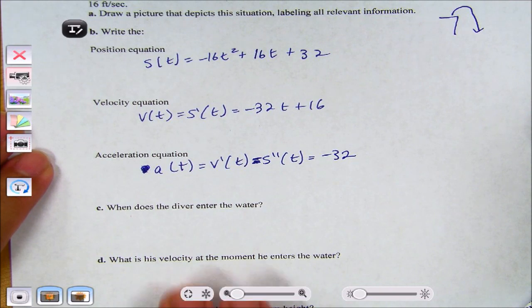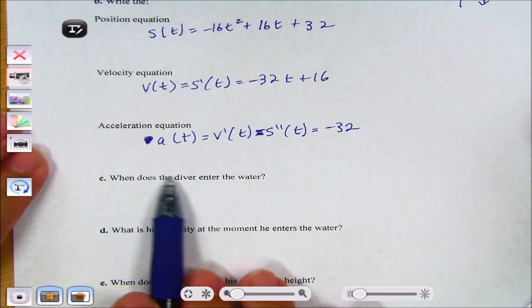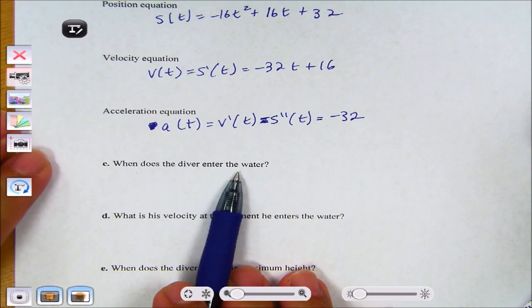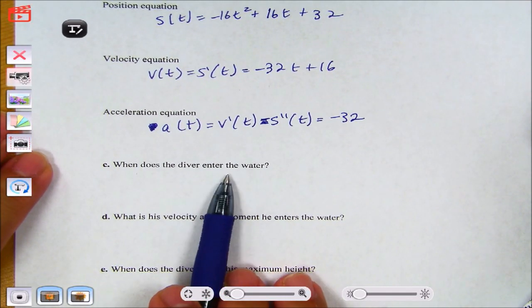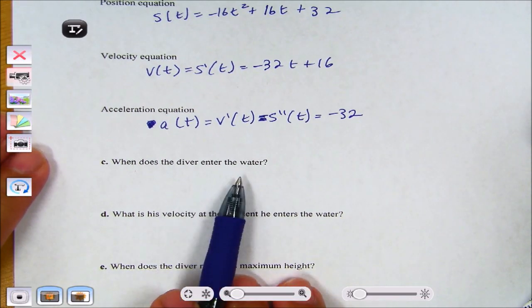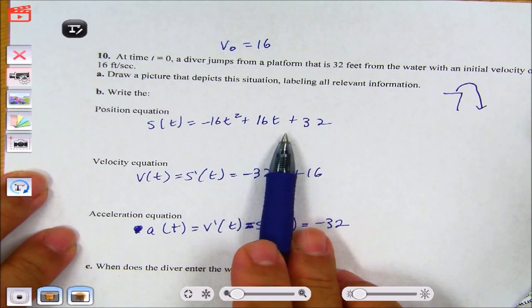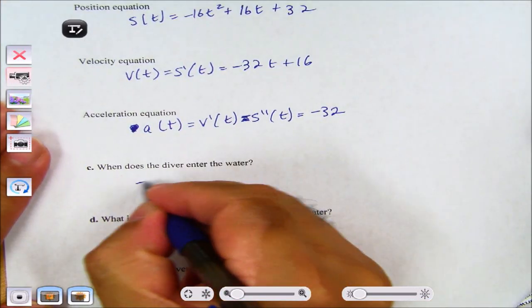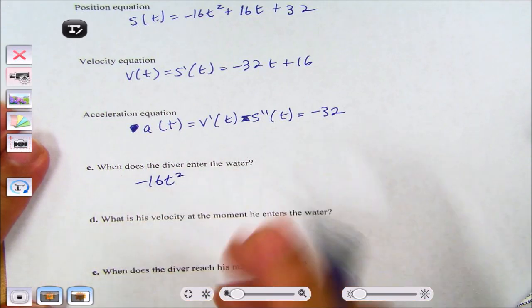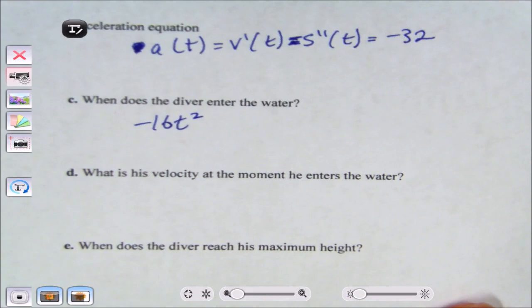Now, when does the diver enter the water? So this is asking, when does the diver hit the water? Which equation are we going to use to figure that out? Position, right? We want the position to be 0. So we're going to set this equal to 0. So we're going to say negative 16t squared. Let me zoom in so we don't need all that space.